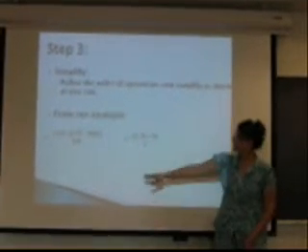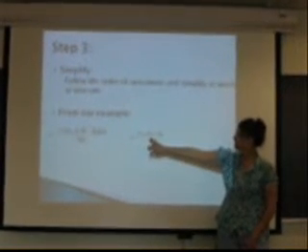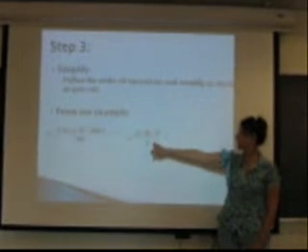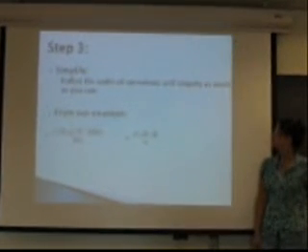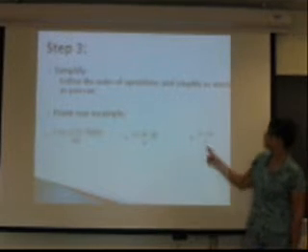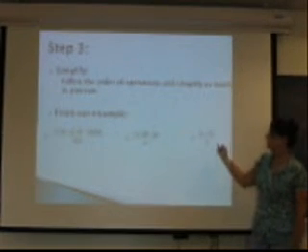This can then be simplified to positive 9 plus or minus the square root of 81 minus 48, all divided by 6. And that can be further simplified to 9 plus or minus the square root of 33 divided by 6.